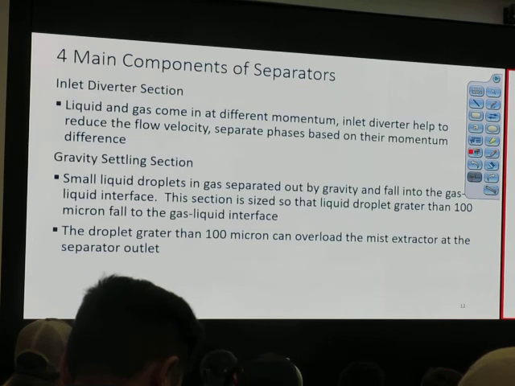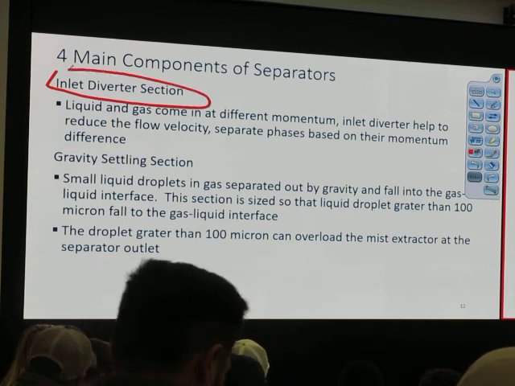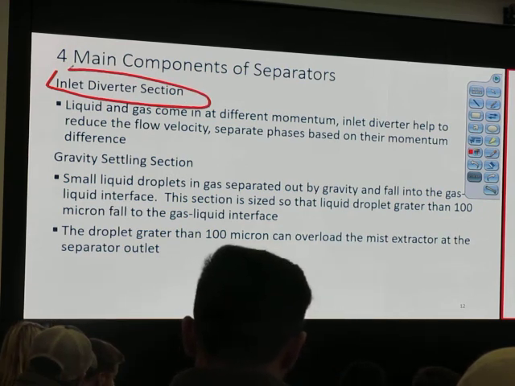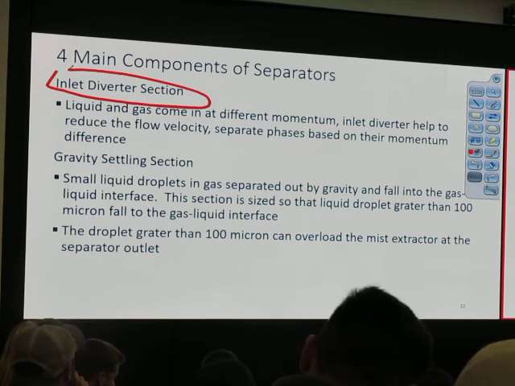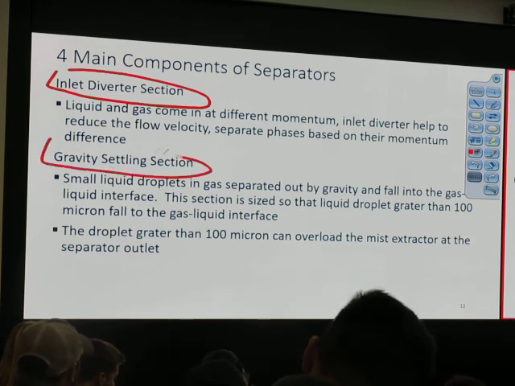Okay, four main parts of the separator that you will have to read and be able to tell what each does. Number one, inlet diverter. Okay, we need an inlet diverter. It does the separation based on momentum, like a splash pad. The gravity settling section allows small liquid droplets to come out.